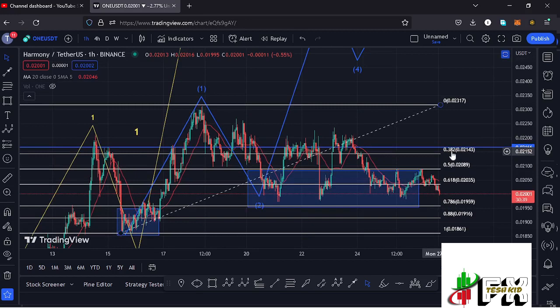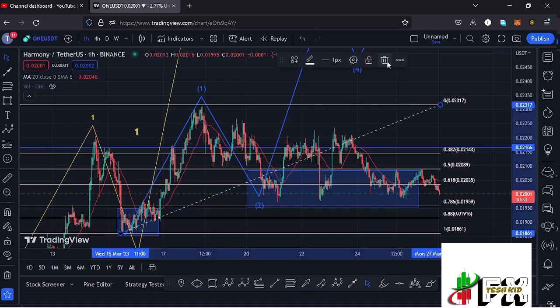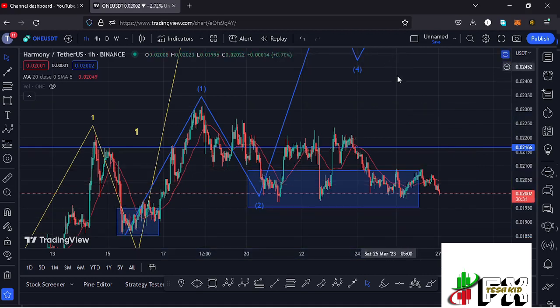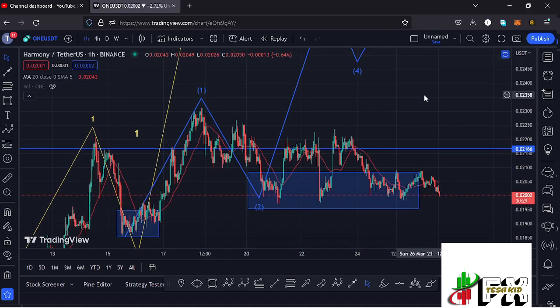which is a target area at the time of this recording we have almost fully maximized, meaning there are high chances that we might have bottomed out in the formation of this wave 2, and very soon we are going to start gearing up in the formation of that wave 3 to the upper side.